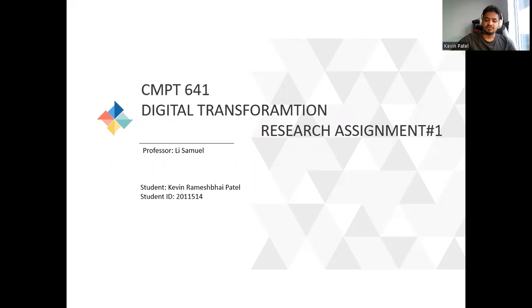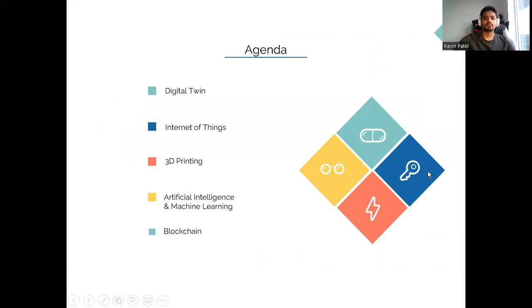We would be discussing five major trends as displayed. As part of the agenda, we have five different trends. First is digital twin, then the Internet of Things, 3D printing, artificial intelligence, and blockchain.